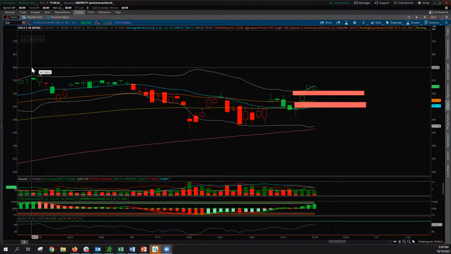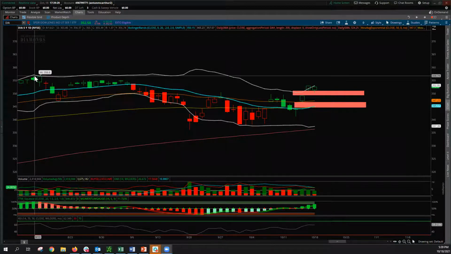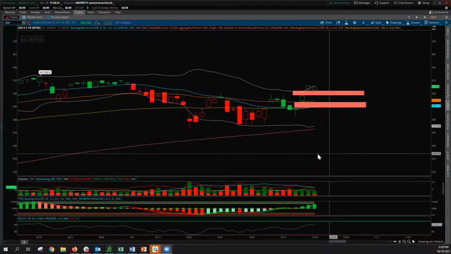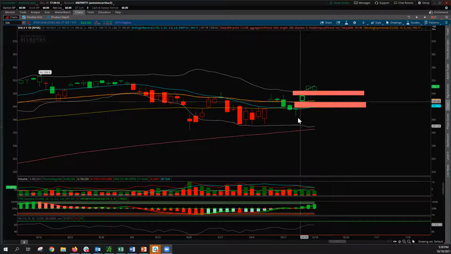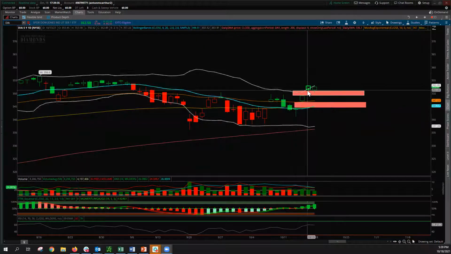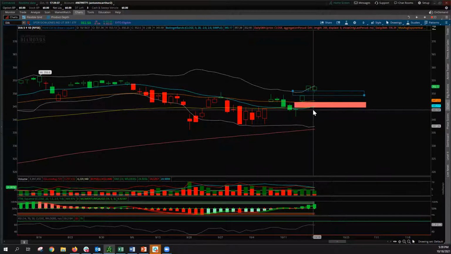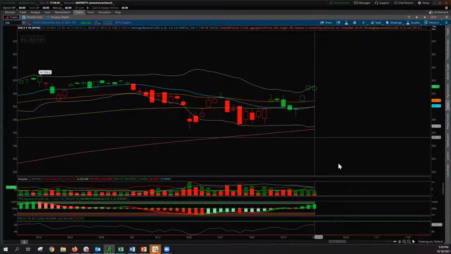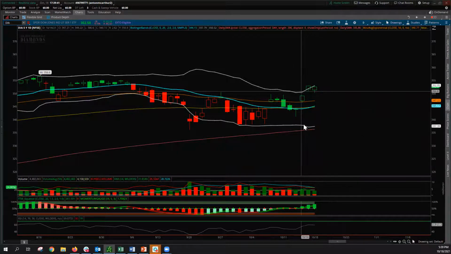I'm coming to you today to talk a little bit about DIA. This is going to be a really quick video outlining what I see, what jumps out at me right away. So we'll dive right into it. First thing I see, which I've already highlighted, we have two gaps. Two gaps over the past 4 days.